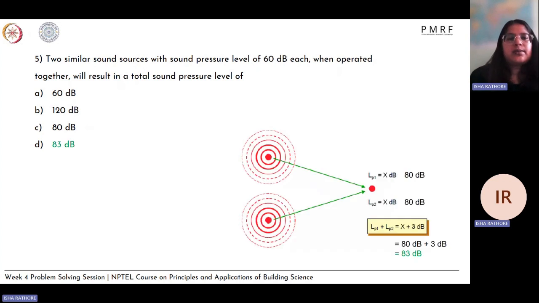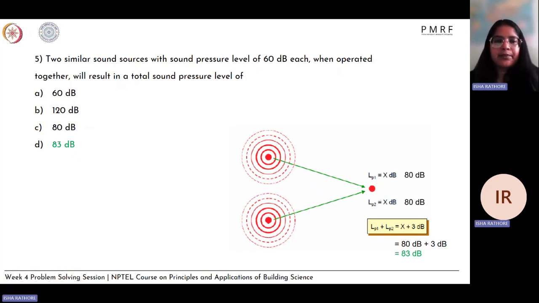If two similar sound sources are present, they will together have an increment of 3 decibels. So if the sound pressure level of the first source is 80 decibels and the second source is also 80 decibels, together their sound pressure level is going to be 80 plus 3 decibels. So this is 83 decibels. So option D is the correct answer.